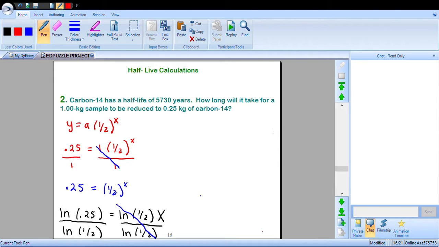These cancel out, and you are left with x equals 2. We're not done yet. We know that x equals 2, and the half-life is 5,730 years. So we have to multiply 5,730 times 2, and when we do that, we get the final answer of 11,460 years. This is how long it will take, and this is our final answer.